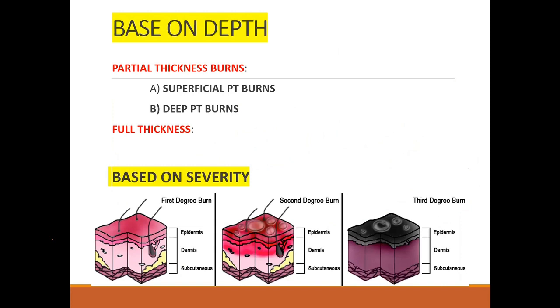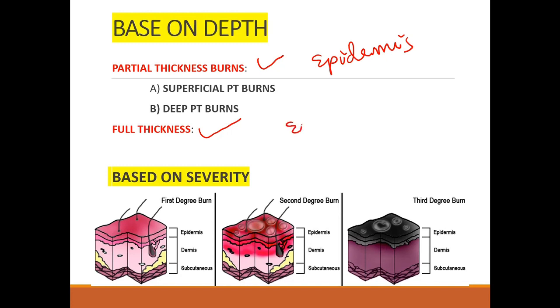Based on the depth, burns are classified as superficial, okay, it could be partial or full thickness. Based on the depth of the burns, it is classified as partial thickness burns or full thickness burns. The partial thickness is further classified into superficial partial thickness or deep partial thickness. Now, when you say partial thickness, it involves the epidermis. When you say full thickness, it involves the entire layers of the skin, okay?